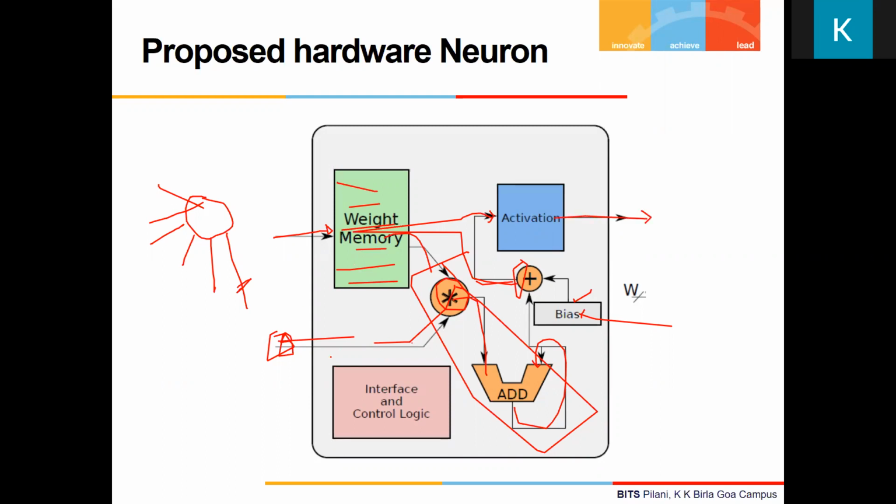And we have a logic here for managing this whole thing, because as I mentioned before, when a new input comes, the corresponding weight should be taken from the memory. So there should be someone who does all these things. And once all inputs are added, finally the bias should be added. So there should be someone who is doing all these things. That will be done by this interface and control logic. And that's it. So basically this is one neuron.